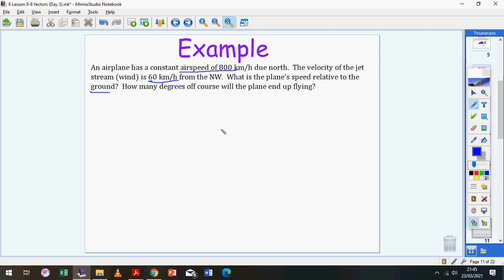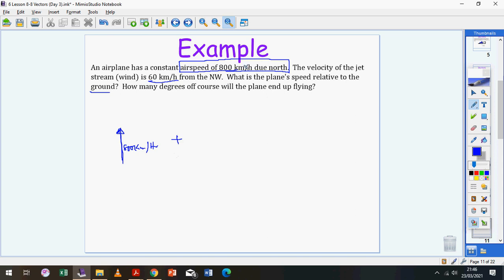So if we treat this as vectors, this airplane is going at 800 kilometers per hour north. So that's just a vector that has a magnitude of 800 kilometers per hour and a direction of straight north, right? That's just a vector like that. I'm going to add to that, because the wind affects the plane, a wind of 60 kilometers per hour from the northwest.